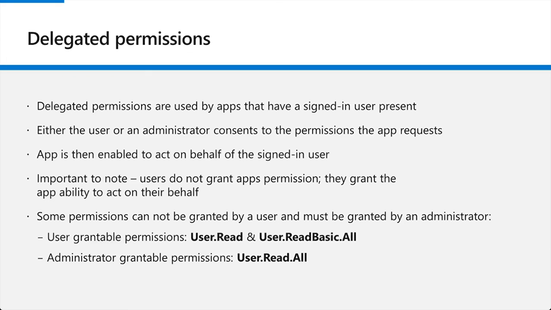Delegated permissions are used by apps that have a signed-in user present. For these apps, either the user or an administrator consents to the permissions that the app requests, and the app is delegated permissions to act as the signed-in user when making calls to the target resource. Some delegated permissions can be consented to by non-admin users, but some higher privilege permissions do require administrator consent. For example, a user can grant an app the delegated permission User.Read that enables the user of the app to sign in and read the user's profile, and User.ReadBasic.All that allows the user of the app to read basic profile information about all the users in the organization. Only an administrator can grant the User.Read.All permission that allows the user of the app to read the full profile information of all the users in the organization.